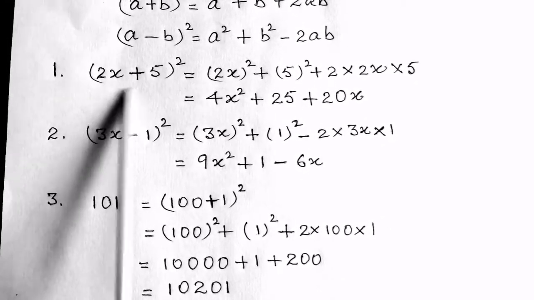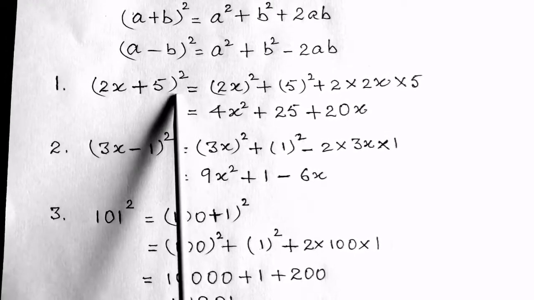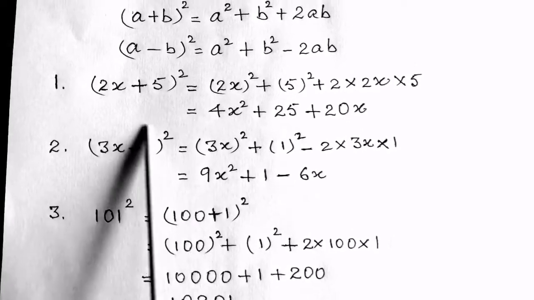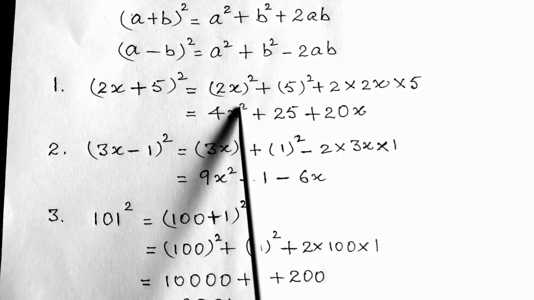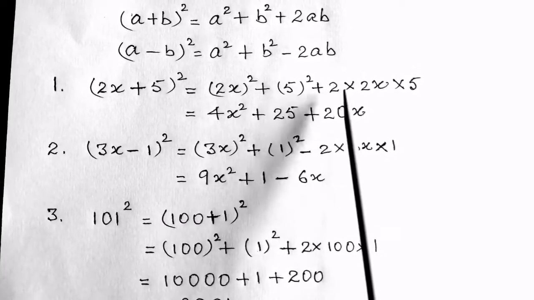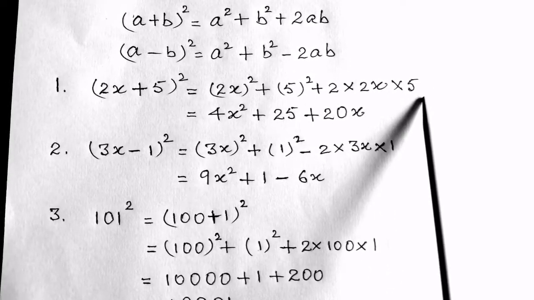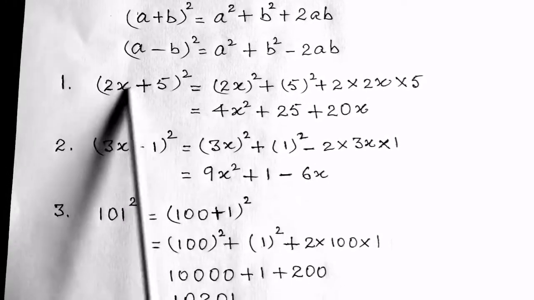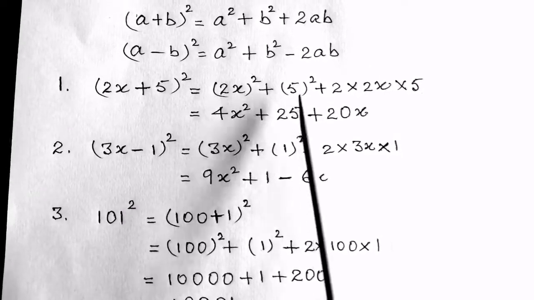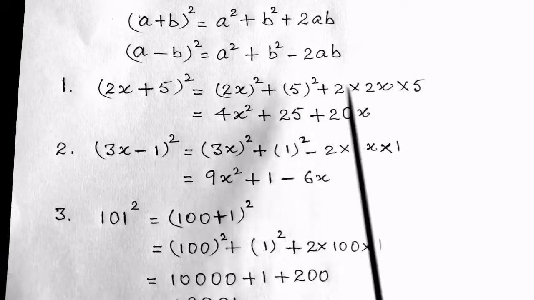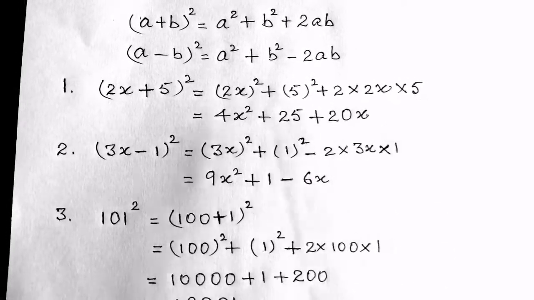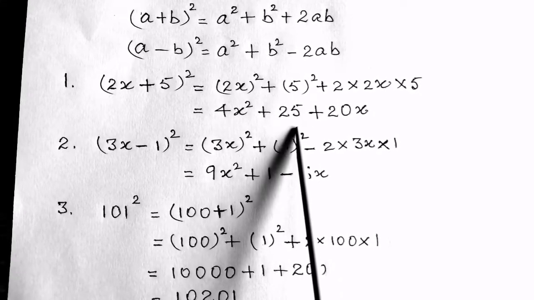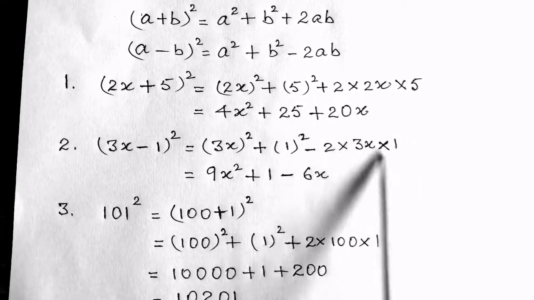First is, we have to find the square of 2x + 5, right? So square of 2x + 5, use the formula (a + b) whole square. What is that? Square of first plus square of second plus 2 into first into second, that is a square plus b square plus 2ab. So square of first, what is first? 2x. So square of 2x plus square of second, that is square of 5, plus 2 into 2x into 5. So this becomes 4x square plus square of 5 is 25, and here we get 20x.